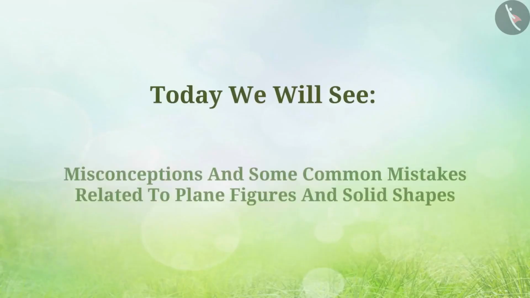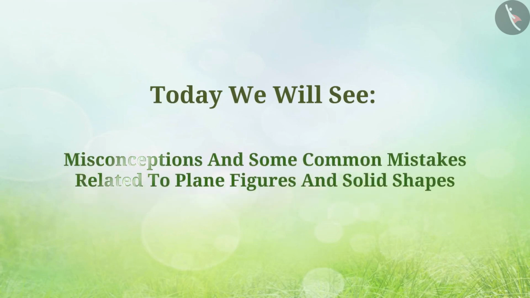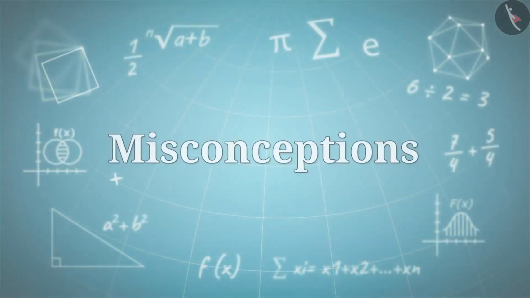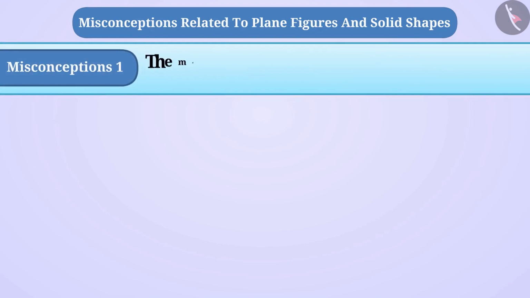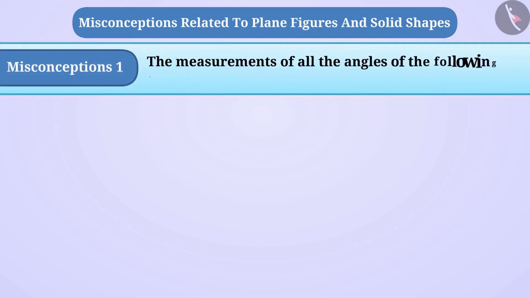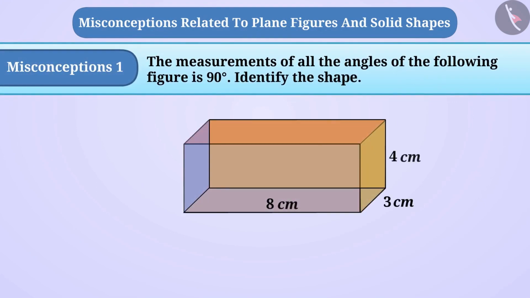Today we will see misconceptions and some common mistakes related to plane figures and solid shapes. Misconception 1. The measurements of all the angles of the following figure is 90 degrees.